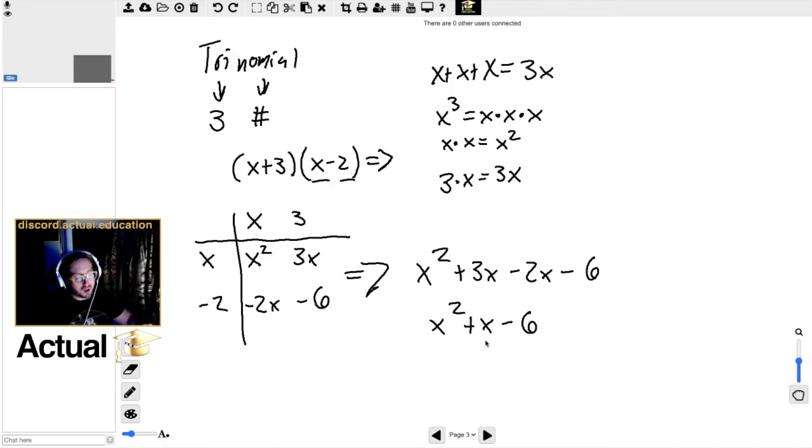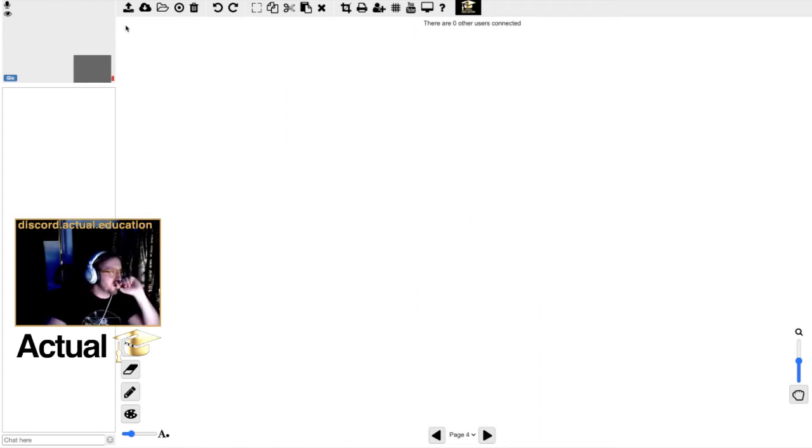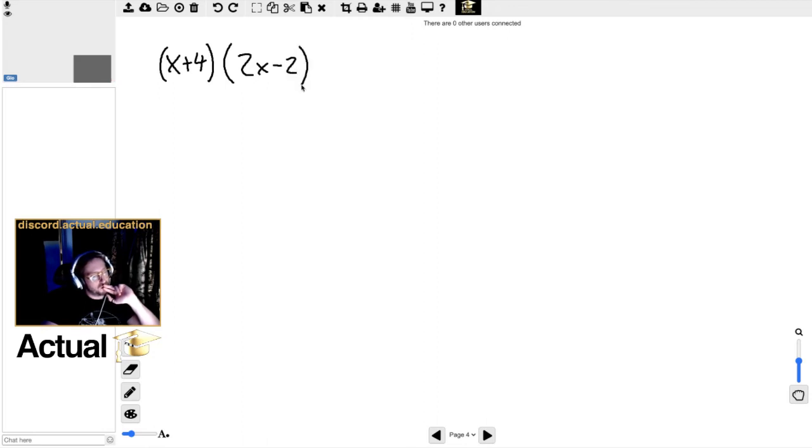I always do this. I say, like, let's do another practice, because I want to make sure you get this. All right. Let's say we have x plus 4 times 2x minus 2. Okay, we'll make this a little bit harder. So the first thing you got to do is you got to make your square. So what am I going to put up here in the top part of the square?